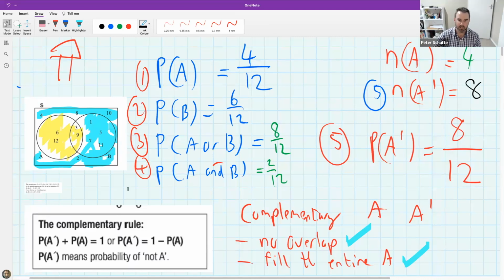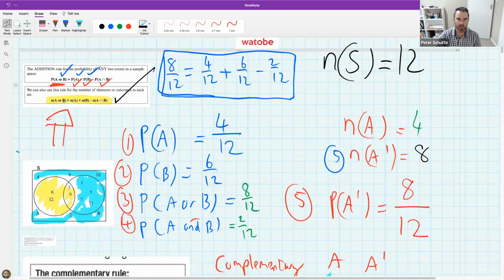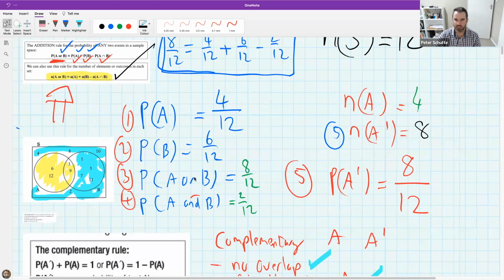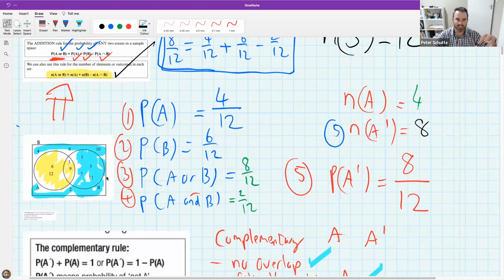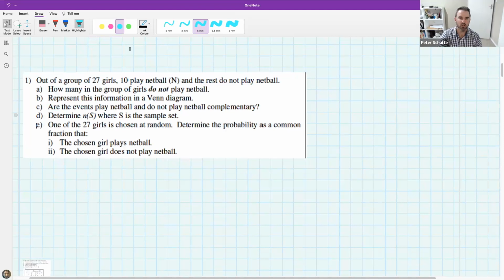Okay, so we've got the basics. So the main formulas that we need to keep in mind as we go forward today are these formulas. But obviously we're going to focus more on Venn diagrams going forward, but these are always inside or related to the Venn diagrams. Okay, so let's start with this one. I want you guys, girls, to answer this. I want you to say how many in the group of girls do not play netball, and I want you to represent this information in a Venn diagram. So go ahead and do that for me now. I'm going to get some water while we go.